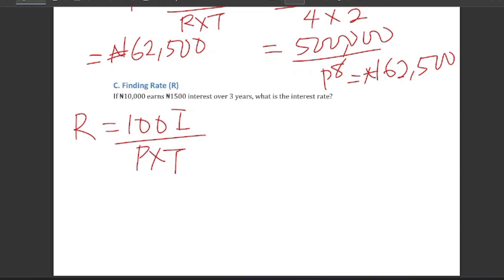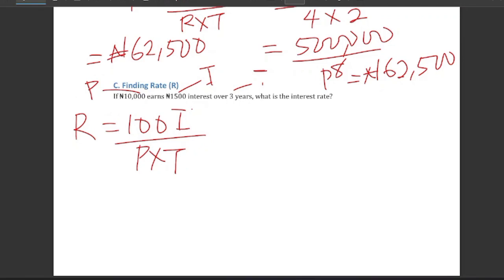If 10,000 naira earns 1,500, it is that 10,000 naira that will make you get the interest of 1,500. So which means 1,500 is the interest, and they are putting it in front. So the 10,000 here is the P, while this is the T, because all the variables needed are here.